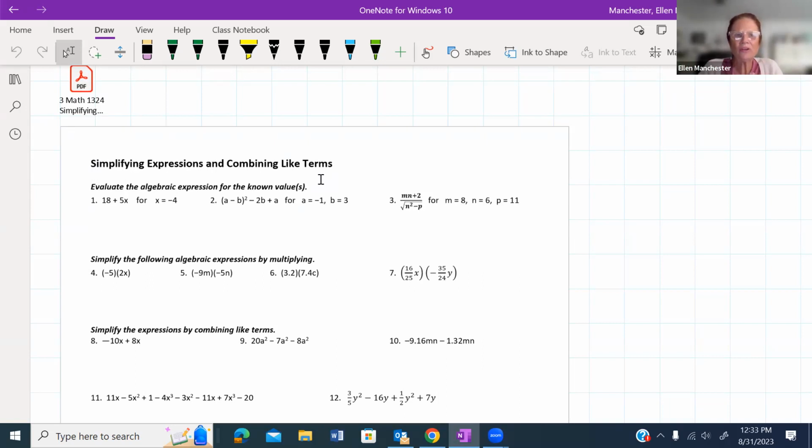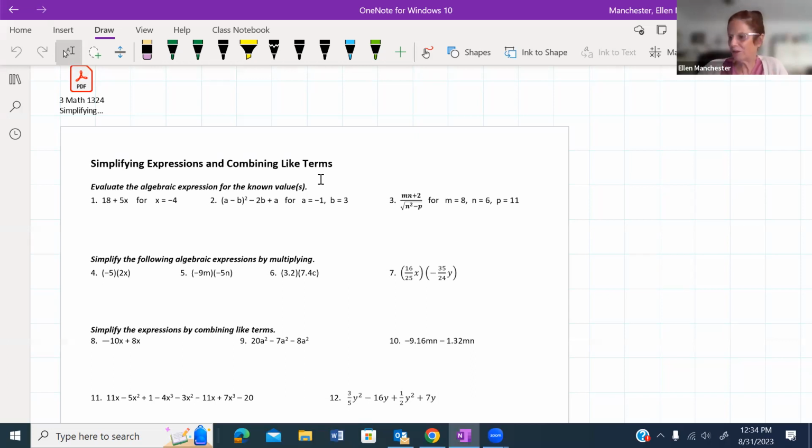So simplifying expressions, all that means an expression is just what I call a term. So 18 is an expression. 18 plus 5x is an expression. Anytime you have something that doesn't have an equal sign, that's considered an expression. If it has an equal sign, now it's an equation.